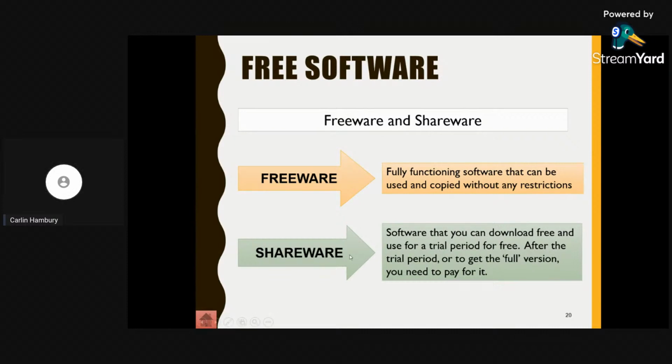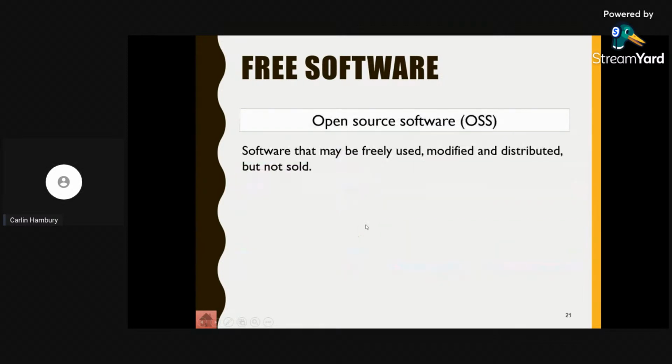Okay. This is a good way for people to try out the software and see if it's actually for them, if it's something that they're willing to pay for. But other than that, once the trial period is over, it actually will stop working.